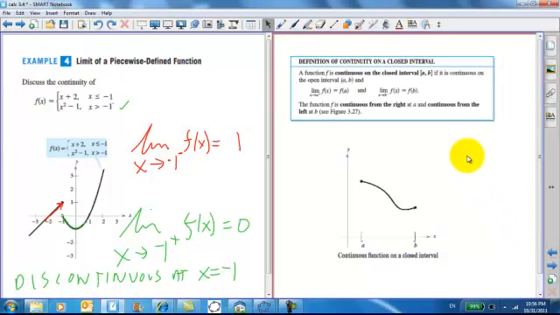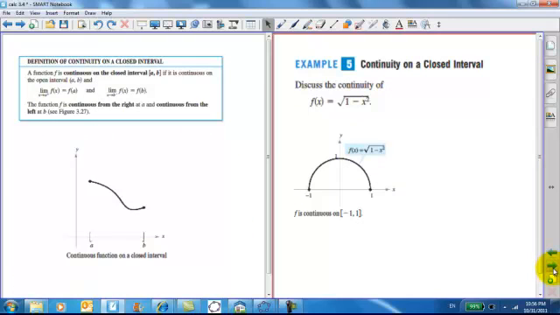Now, continuity on a closed interval means you can just do the directional limits on the ends. So we don't have to have the limit as x approaches a from the left here. Here we can just say, does the limit as x approaches a from the right equal f of a? Yes, it does. And here on this other endpoint, the limit as x approaches b from the left, is that equal to f of b? Yes. So that's how you can have continuity on a closed interval. Just like this semicircle is continuous on this closed interval from negative 1 to 1.